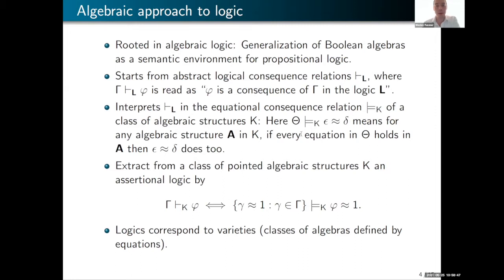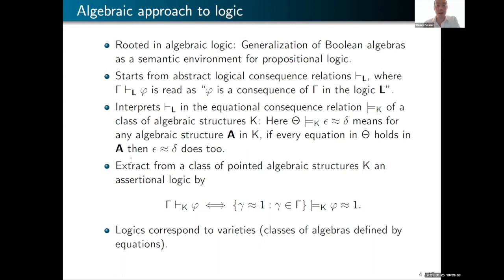Here, this is kind of affected by taking the equational consequence relation, which is denoted by the following, say, if I have some set of equations theta, and I take some particular equation epsilon equal delta being a consequence of theta, this means that in any algebraic structure in a given class of algebras K, if every equation in theta holds in this algebra A, then epsilon equals delta does too.